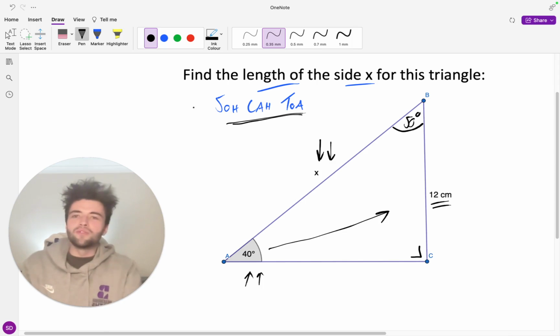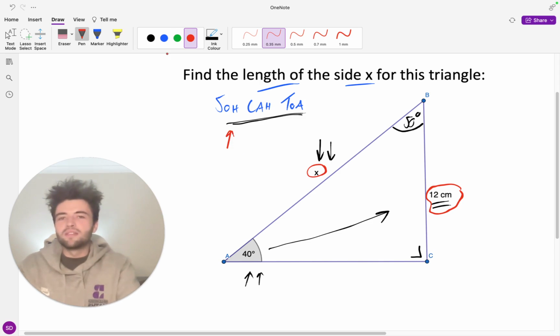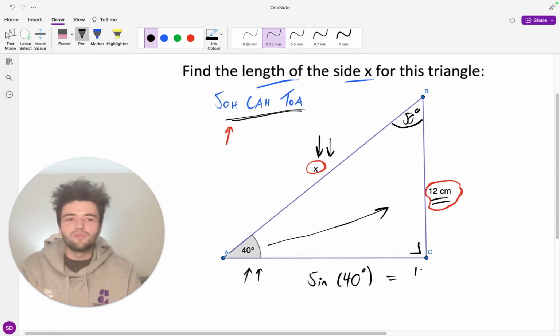The two sides that are involved based on this 40 degrees are the opposite side to the 40 degrees, and also the hypotenuse, the longest side. The trig identity with the opposite and the hypotenuse is going to be sine. So we're going to be using the sine of 40 in this case. So sine 40 is going to be equal to 12, which is the opposite, over the hypotenuse, which is going to be x.